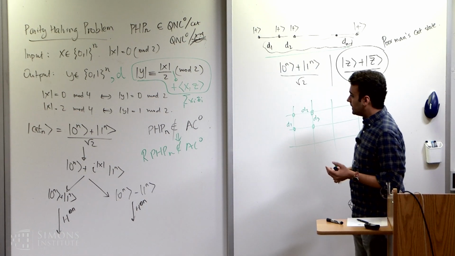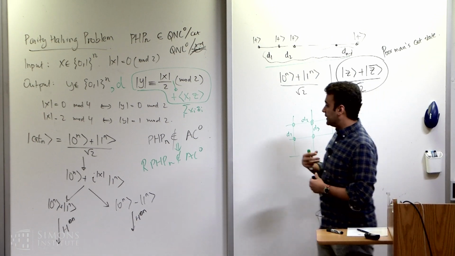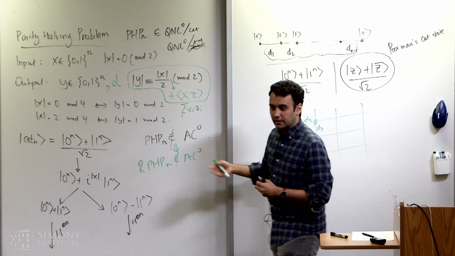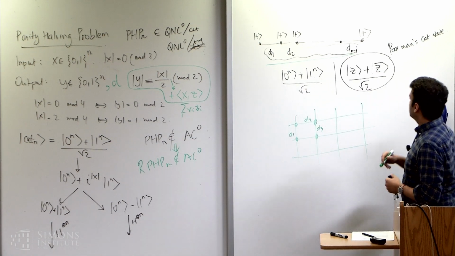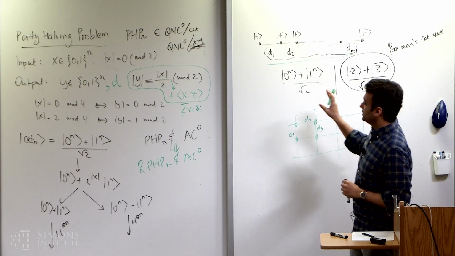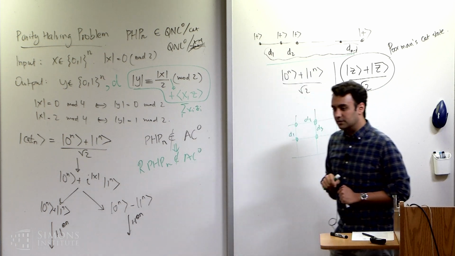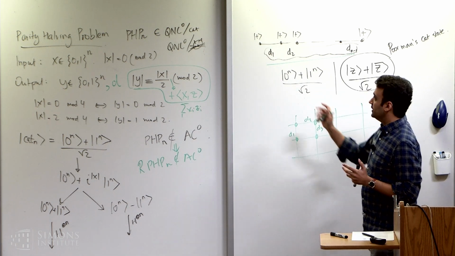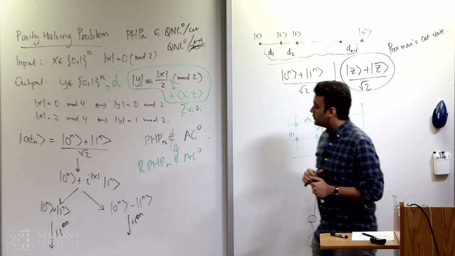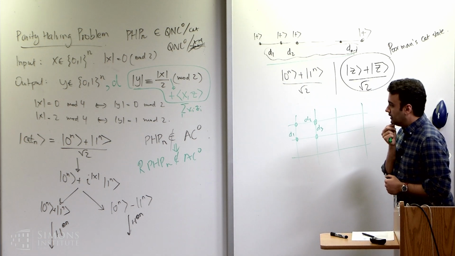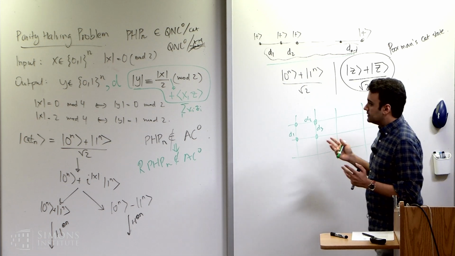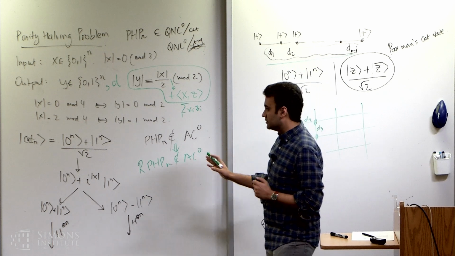So from the perspective of AC0, these problems are basically the same. Like their hardness is the same. Except from the perspective of QNC0, they're completely different because this problem can be solved by QNC0 circuits. The other one could not, because we didn't have cat states in QNC0, we couldn't solve it. So that's the story of this problem that proves this result.